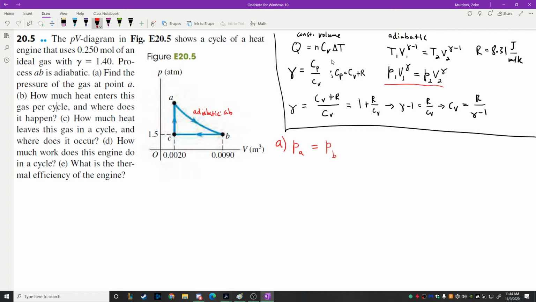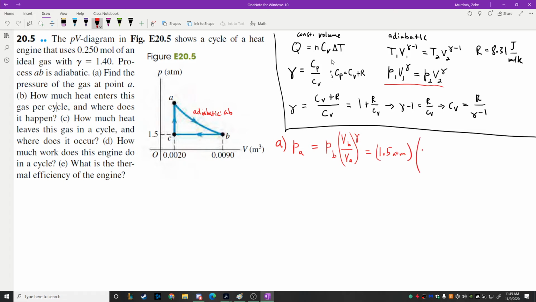So we need to use the pressure at A and the pressure at B. So we would say pressure at A is equal to pressure at B multiplied by the volume at point B divided by the volume at point A. And then we just raise both of those to the gamma power. So that ends up being pressure at point B was 1.5 atmospheres because it shows it on the diagram right here. And then we multiply by the ratio of the volumes.